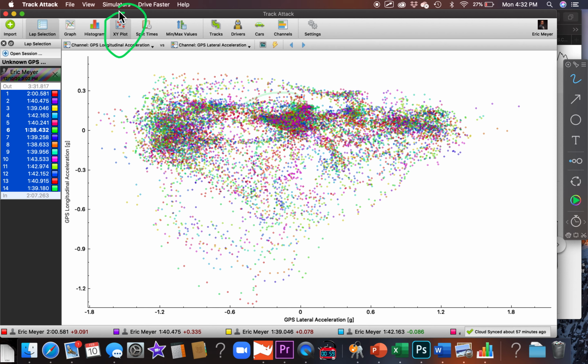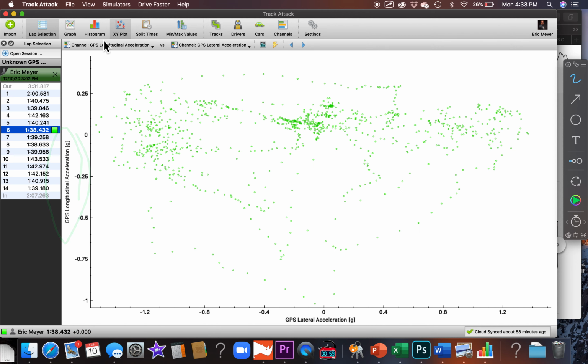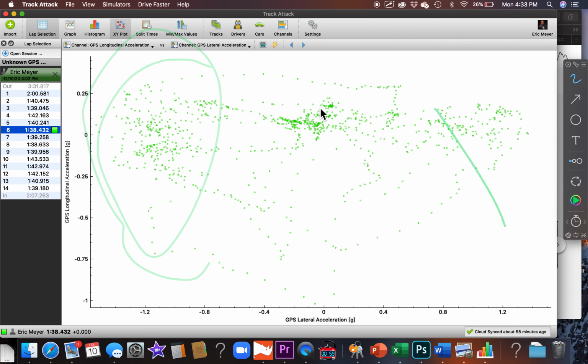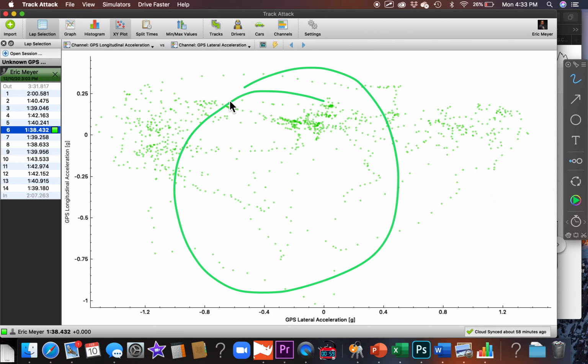That's the XY plot. Remember, XY plot, same story. Wow, pretty wild, right? Here's the name of our channel. Lateral, just like the one we used before. Longitudinal, just like the ones we used before. The combination of these three things right here, plus a track map, plus the XY plot, also called a friction circle.